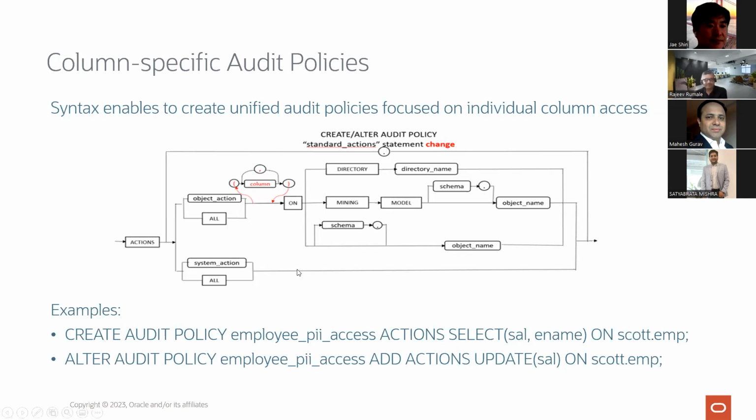Right, so below, this is the diagram of how it works, and below is the SQL syntax. How do you create those audit policies in unified auditing? So here we are creating an audit policy for employee PII access, and what we are auditing is the select actions on the columns salary and employee name in the Scott employee table in the Scott schema. Right.